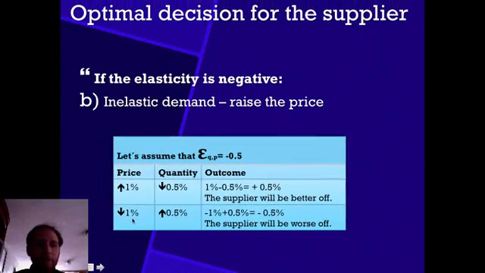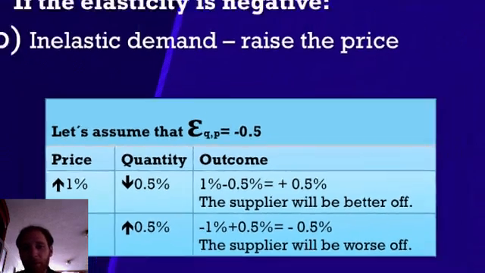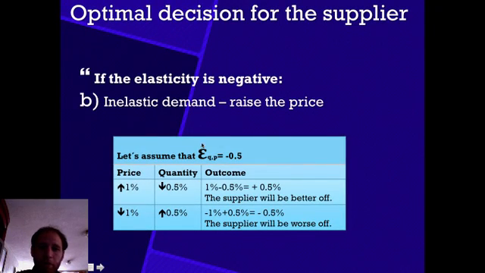What happens if you decrease the price 1%? Then quantity demanded will go in the opposite way. I mean, it will increase 0.5%. So you will lose 1% by the price, and you will only win 0.5%. You will not offset all the losses. So at the end, you will be worse off as a supplier. So it's not convenient to lower the price. Here, the optimal decision is to raise the price.